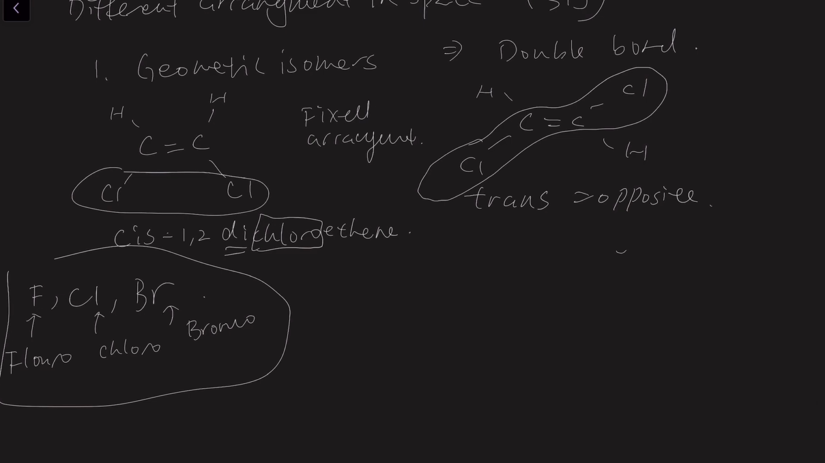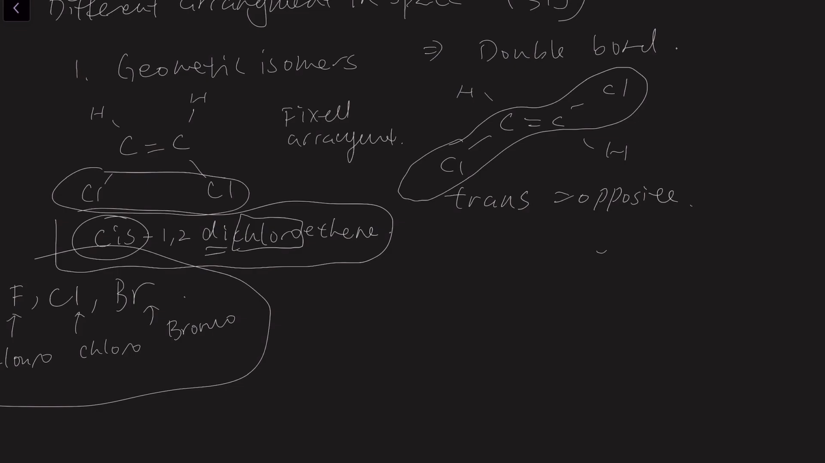And for the double bond, also remember cis is at the front. The naming is exactly the same, except we have trans at the front. Trans-1,2-dichloroethene. And they have different chemical properties.